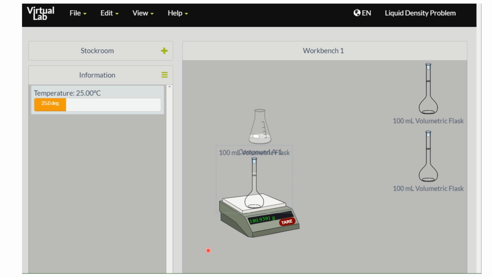And then I weighed again with my compound A1 in there, and then you record that as well.